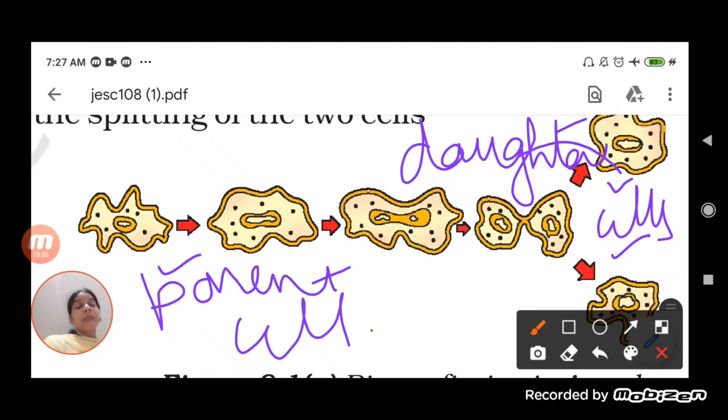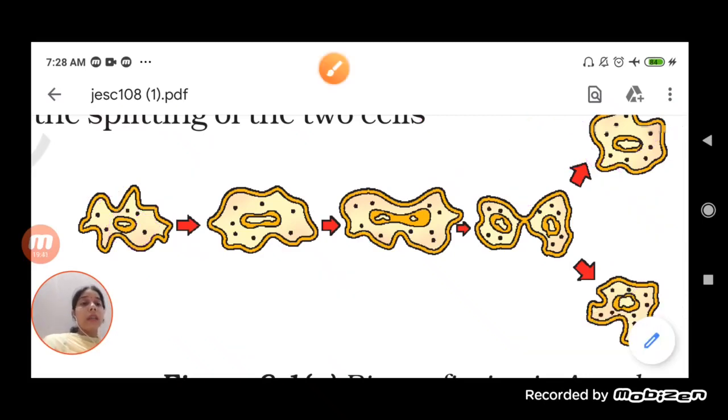Now see here, we can say that the daughter cells are not merely similar, but they are identical to their parents. Why is it so? These two daughter cells are formed from this parent cell, which means the same nucleus is divided into these two daughter cells. So the genetic information present in this nucleus will be given to these daughter cells, and it is exactly the same as what the parent has.